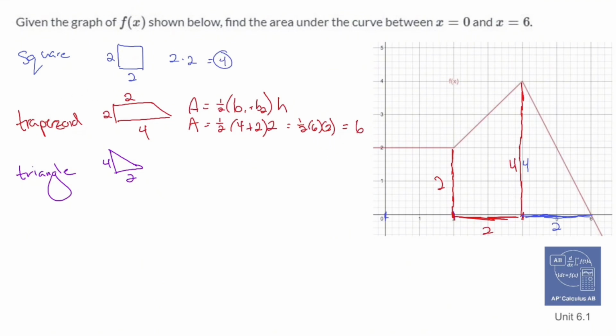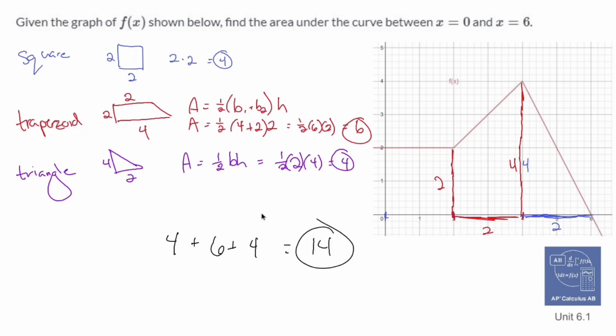So we'll go with that. The triangle, that area formula is 1/2 base times height. So 1/2 base would be 2 times height would be 4, which is going to end up being 4. So take all three of these numbers, 4 plus 6 plus 4 is going to be 14. And that's going to be your area.